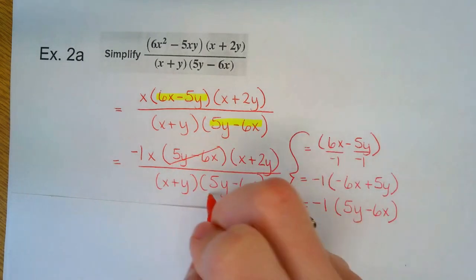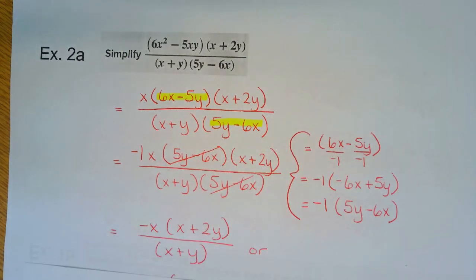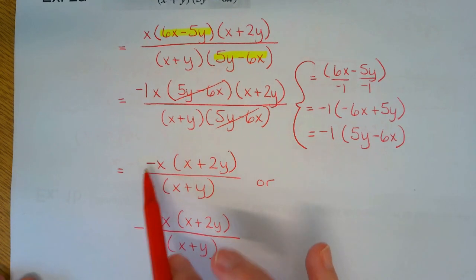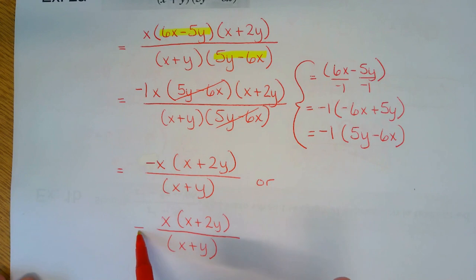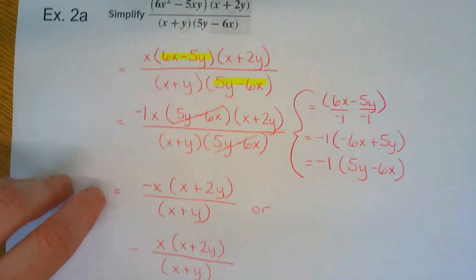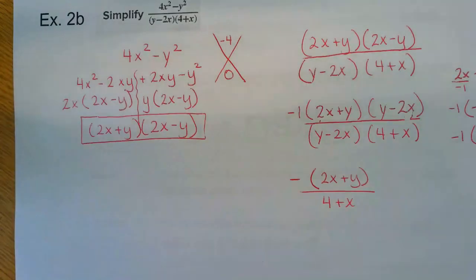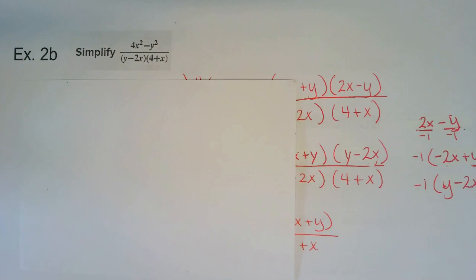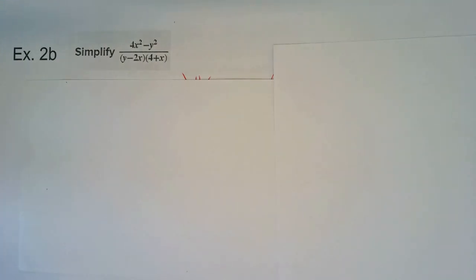So now you'll notice I can remove these two here. And then I'm left with that -x and then x plus 2y, x plus y. I just wanted to show you that you can also put that negative out in front of your fraction and it can be rewritten either way. So either out in front or you can put it up there in the numerator. All right, pause the video and see if you can try this next one.